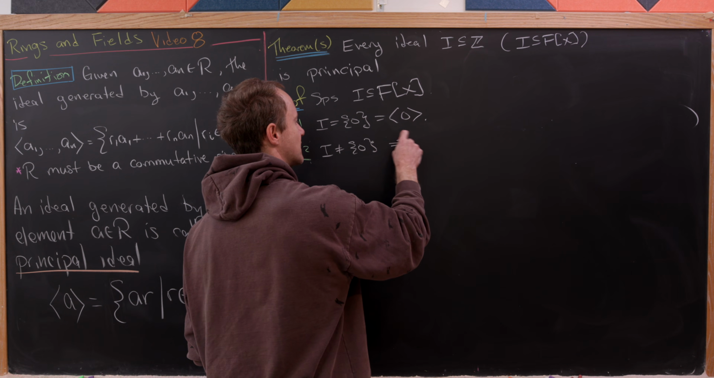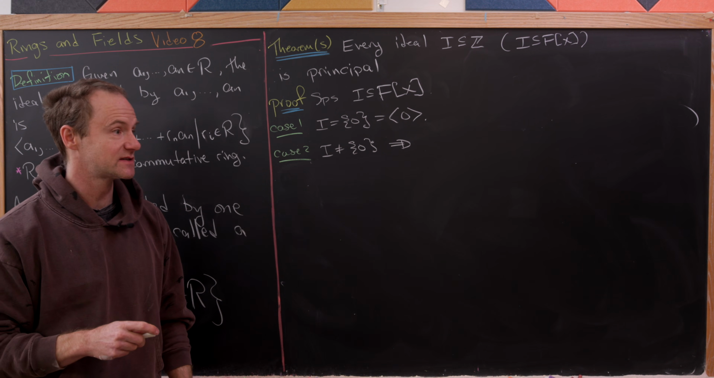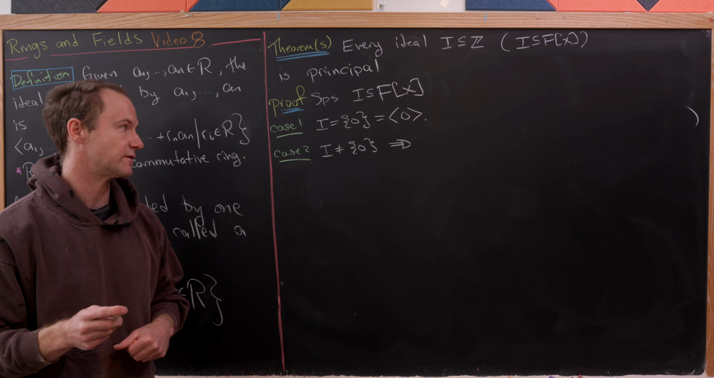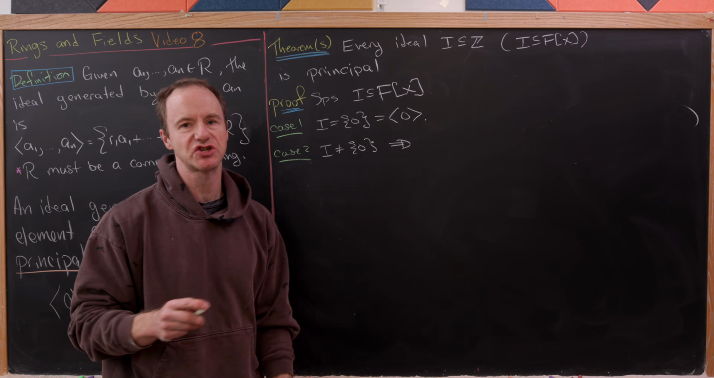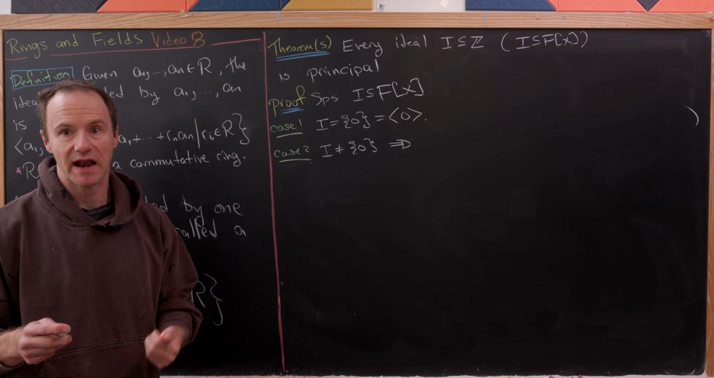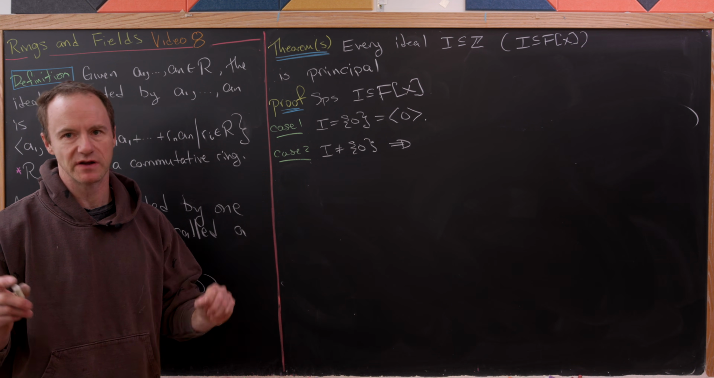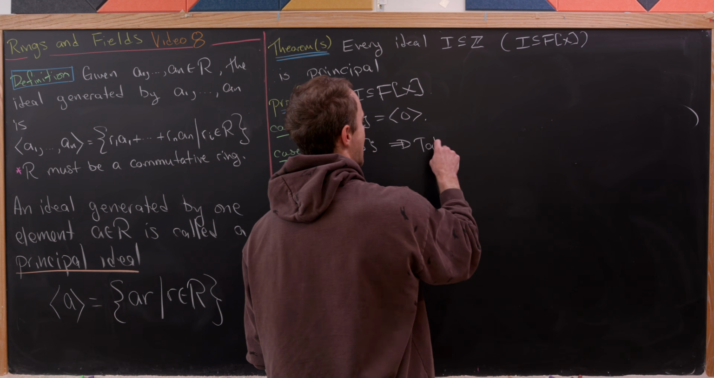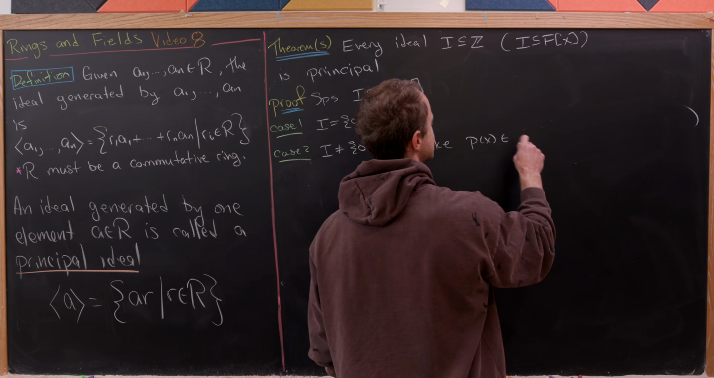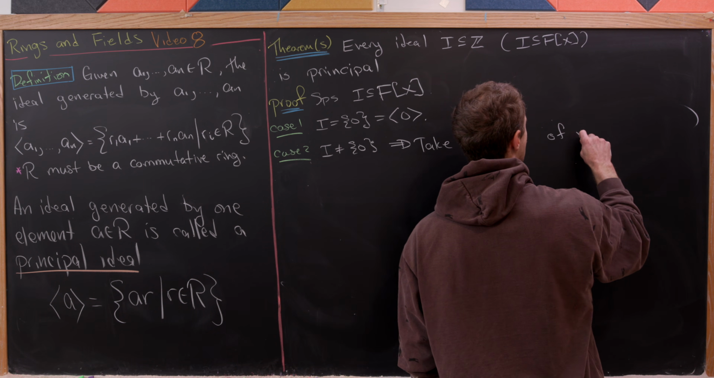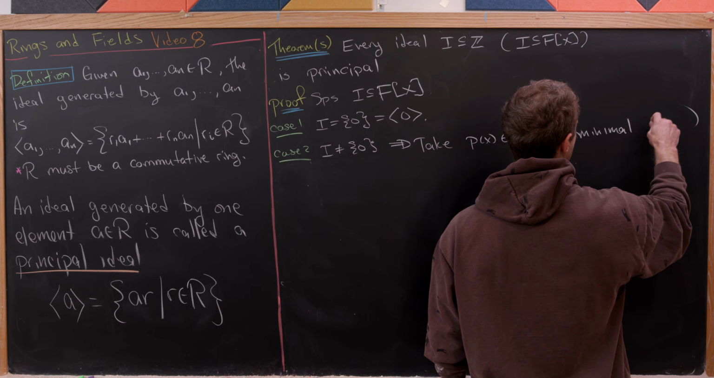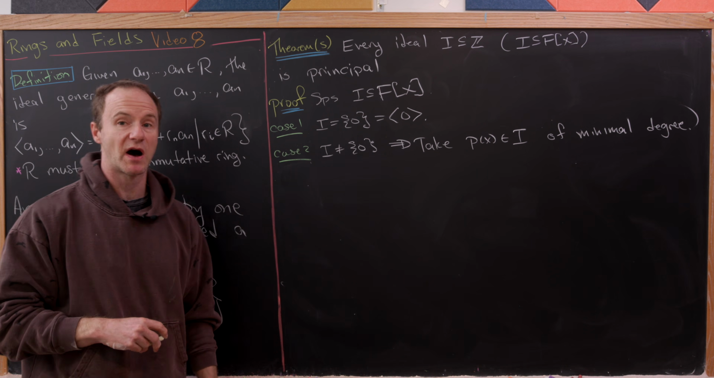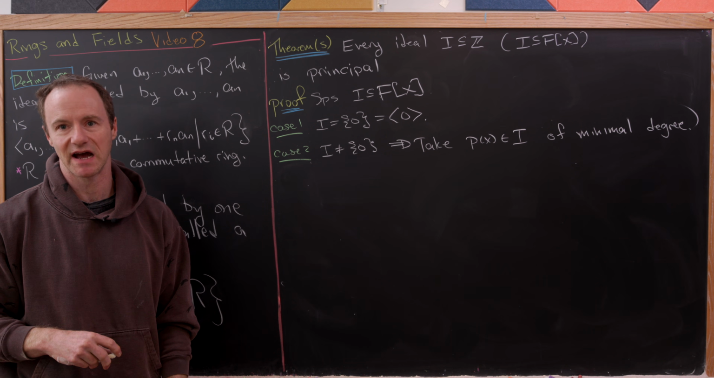So if it's not the trivial ideal, that means that it contains a polynomial of degree 0, 1, 2, 3, 4, and so on and so forth. And that's important because we've been taking the convention that the 0 polynomial does not have a degree. Sometimes people say it has degree minus infinity, but we've just said that it doesn't have a degree. Okay, so now what I want to do is take p of x inside of I of minimal degree. So what do I mean by minimal degree? Well, that means the degree of p of x is the smallest possible degree of all polynomials inside of I.